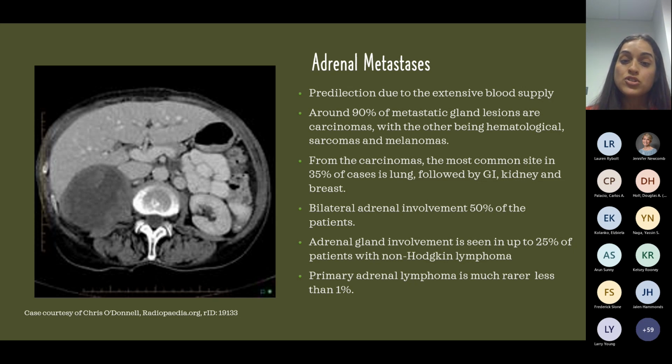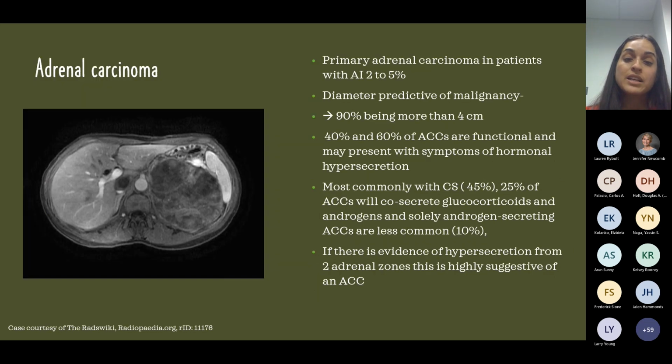Patients with non-Hodgkin lymphoma can also be at risk of adrenal gland involvement, and this is going to be around 25%. Primary adrenal lymphomas are more rare, around 1% of the cases. And adrenal carcinoma is going to represent around 2 to 5% of the cases of adrenal incidentaloma. The size is going to be more than 4 centimeters in 90% of the cases.